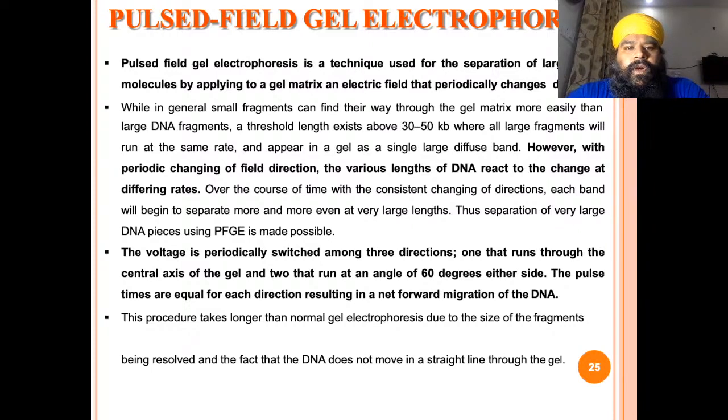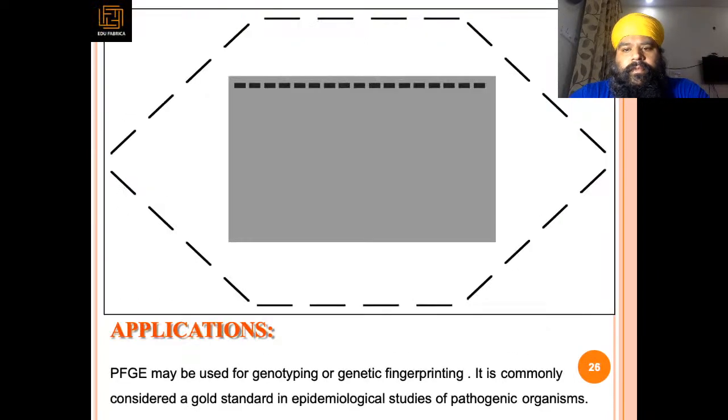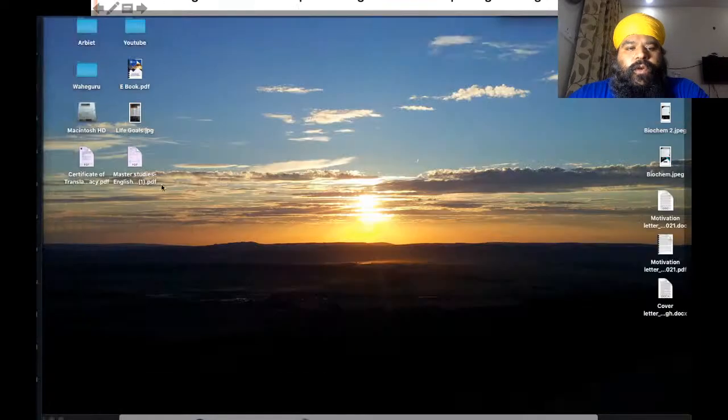The voltage is periodically switched among three directions. One of them runs along the central axis of the gel, and two run at 60 degrees to it. So like one is running like this, one will be at 60 degrees. So they keep changing. So this is your pulse field gel electrophoresis.